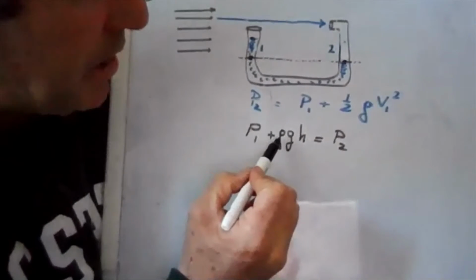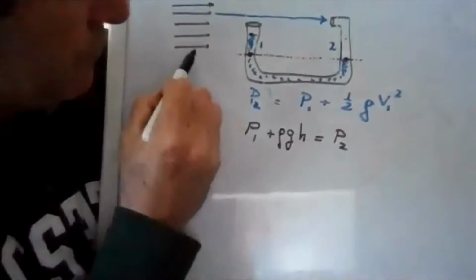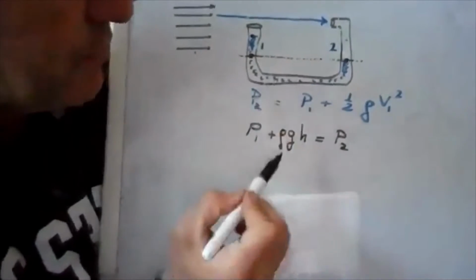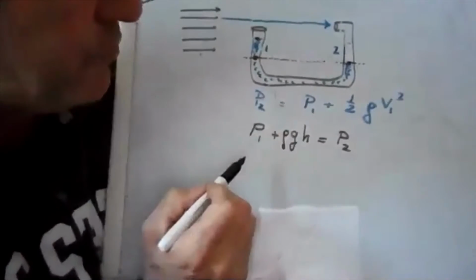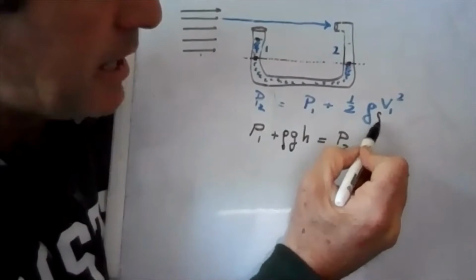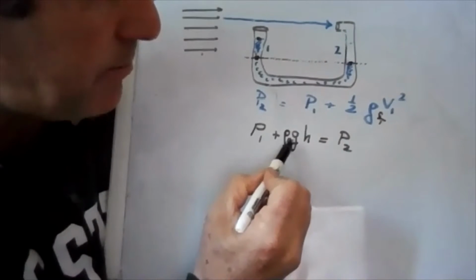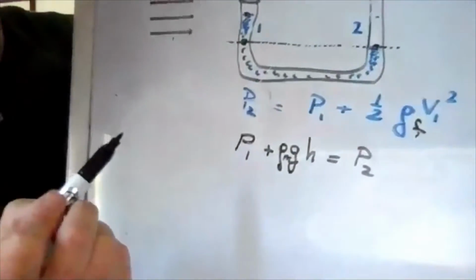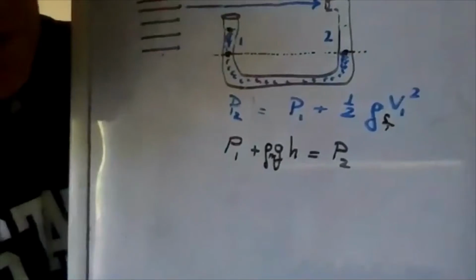Okay, and being careful, what is this rho? Is it the density of this fluid out here, or the density of the fluid in the manometer? It's the density of the fluid in the manometer. So maybe we should call this F for fluid and M for manometer. Okay, sorry about the writing being a little bit small. What I'd like you to do is see if you can do the algebra and solve for the speed.